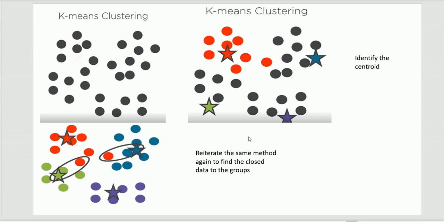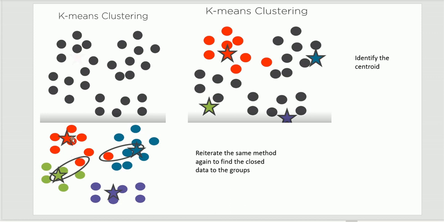Okay. So the iteration will continue. When it comes to reiterating the same method again, that value will change. I mean the centroid value will change, and they will make the groups again, different groups. See, here we see now the k value got moved.